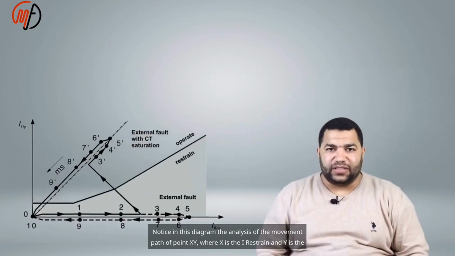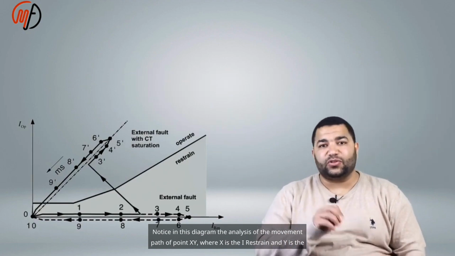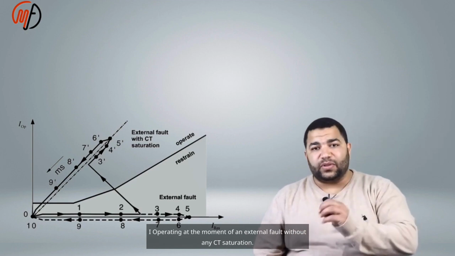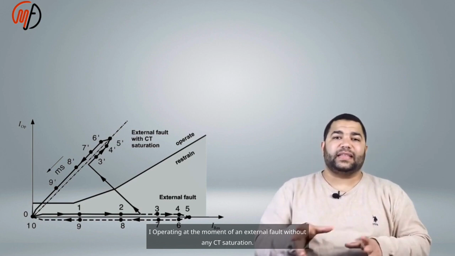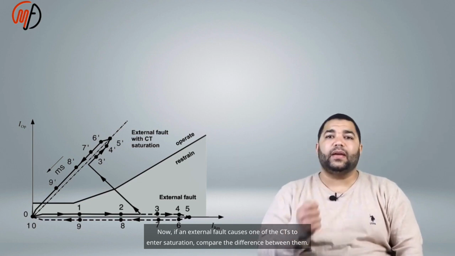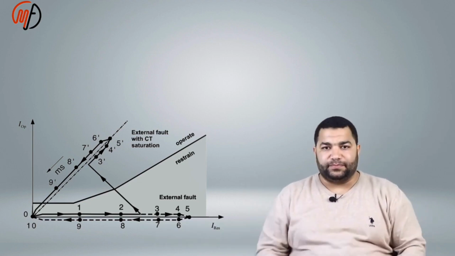Notice in this diagram the analysis of the movement path of point XY, where X is the I restrain and Y is the I operating at the moment of an external fault without any CT saturation. Now, if an external fault causes one of the CTs to enter saturation, compare the difference between them.